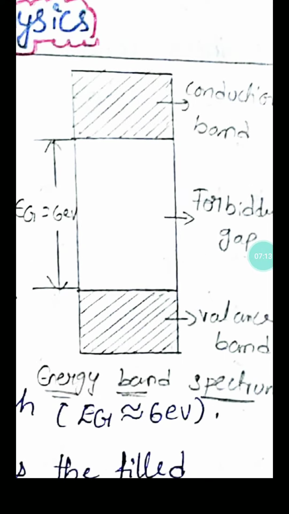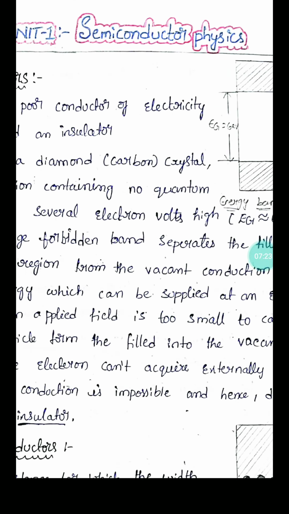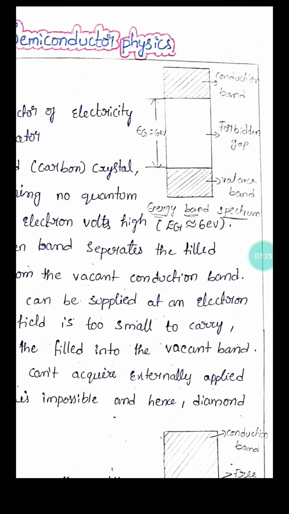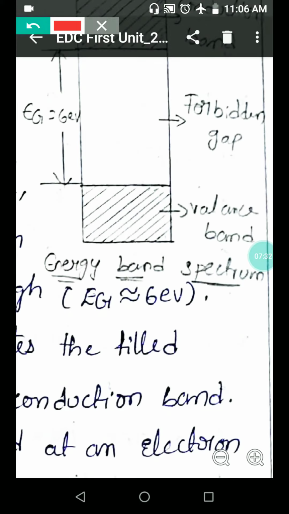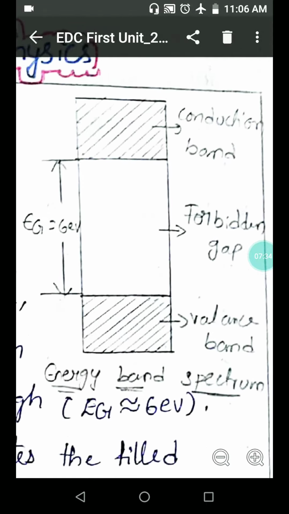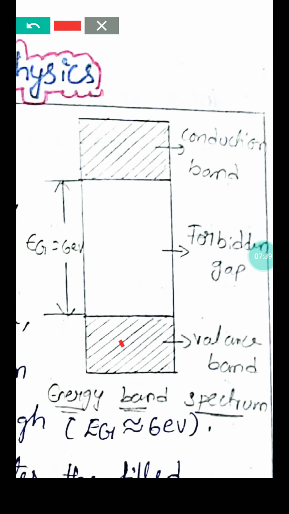Here it is very difficult to jump electrons from the valence band to the conduction band. I think it's impossible. That's why it is a very poor conductor. Here I will show how: very difficult to jump electrons from here to here, from the valence band to the conduction band. Very difficult to jump electrons through the forbidden gap because of the very large forbidden gap, around 6 eV, right?